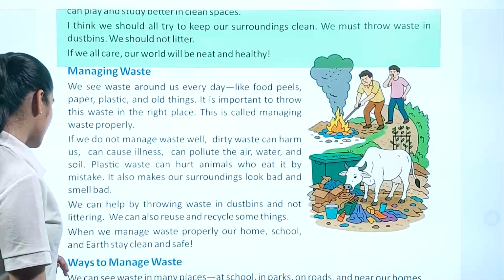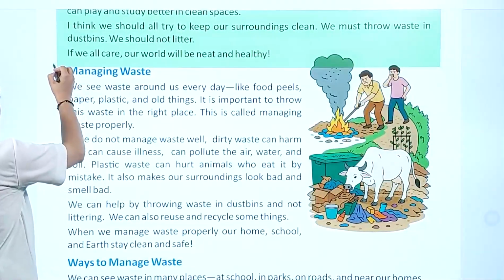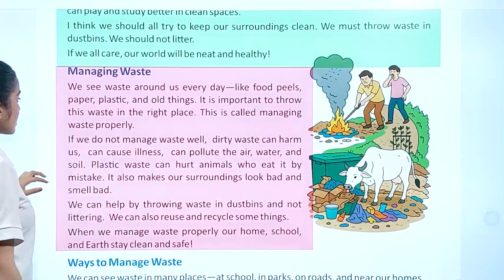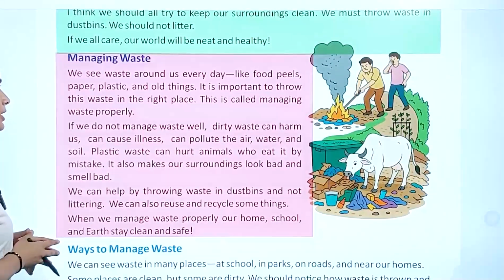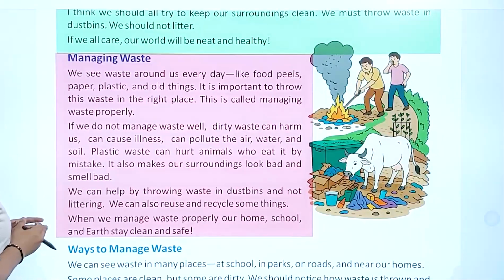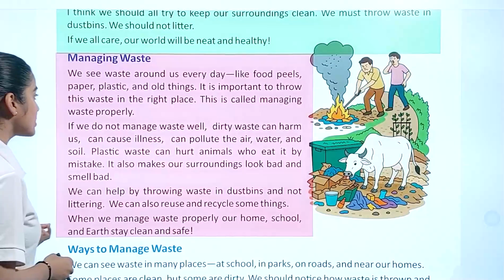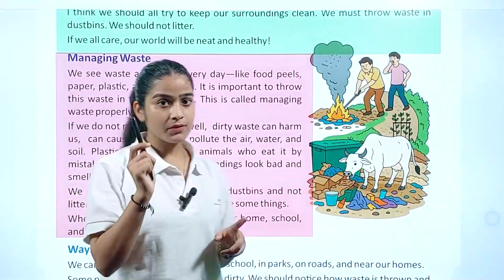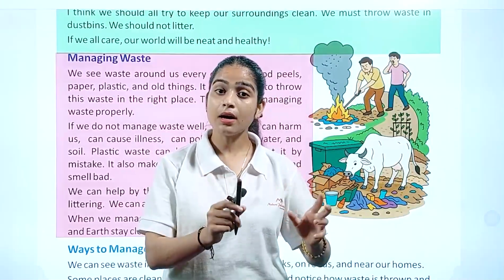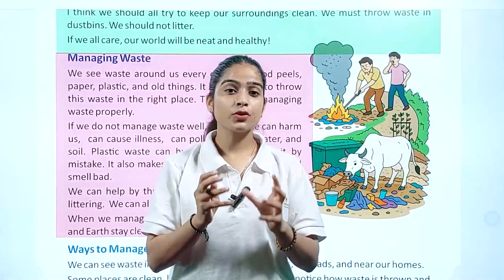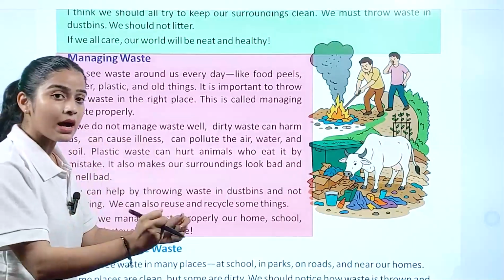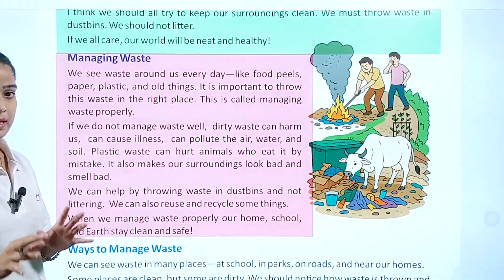Now, managing waste. We are going to discuss the things by which we can manage our garbage. So what are those things? We see waste around us every day, like food peels, paper, plastic and other things. It is important to throw this waste in the right place. This is called managing waste properly. The first thing to keep in mind is that we have to throw this waste in a place where we are going to manage it. When we make a particular place to throw garbage, that is called managing waste.